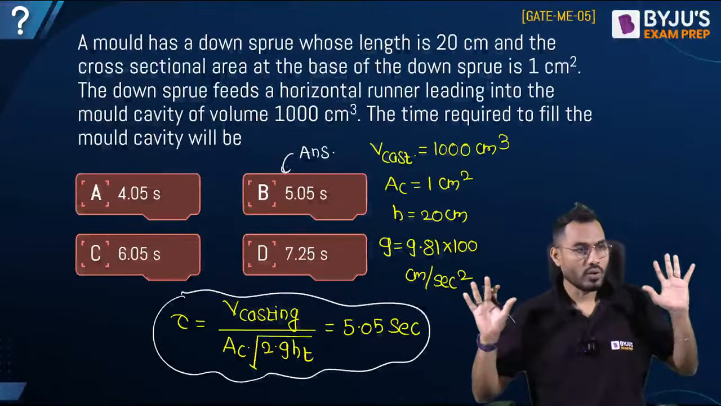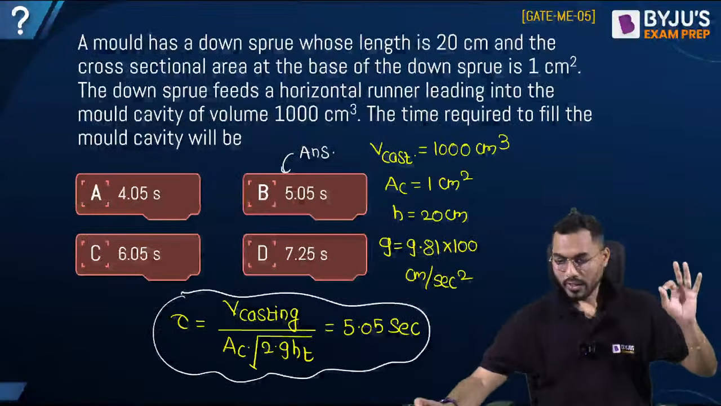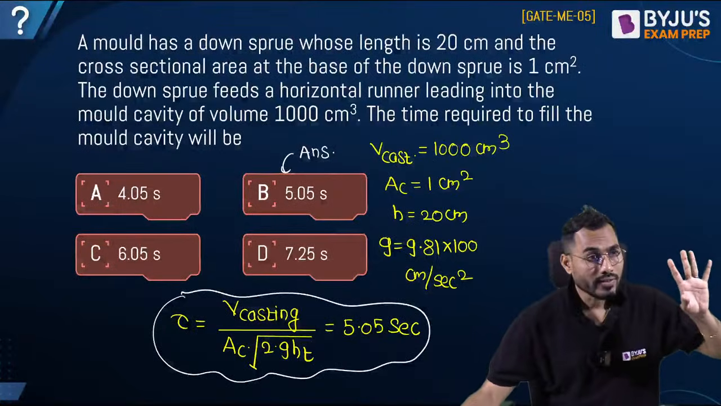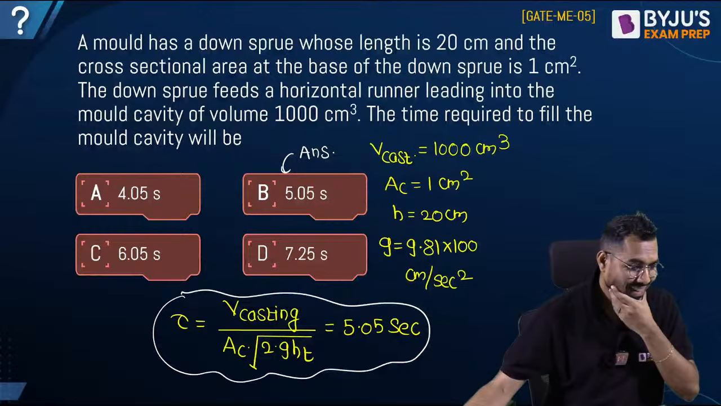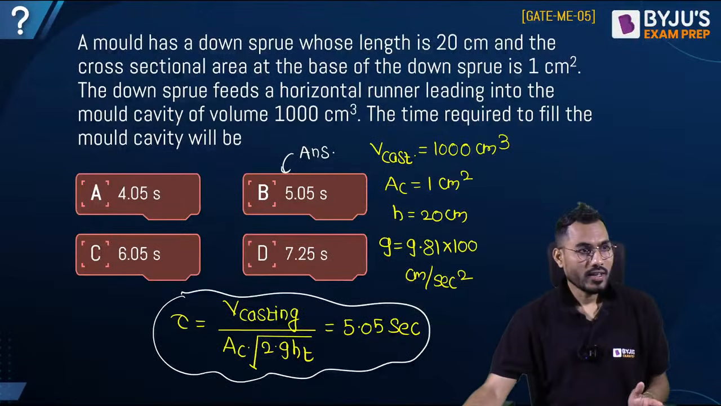Yes, change the unit of g only. Absolutely correct. Meter per second square has to be converted. Is it the correct unit, centimeter per second square? Multiply by 100, everyone? Yes, fine.